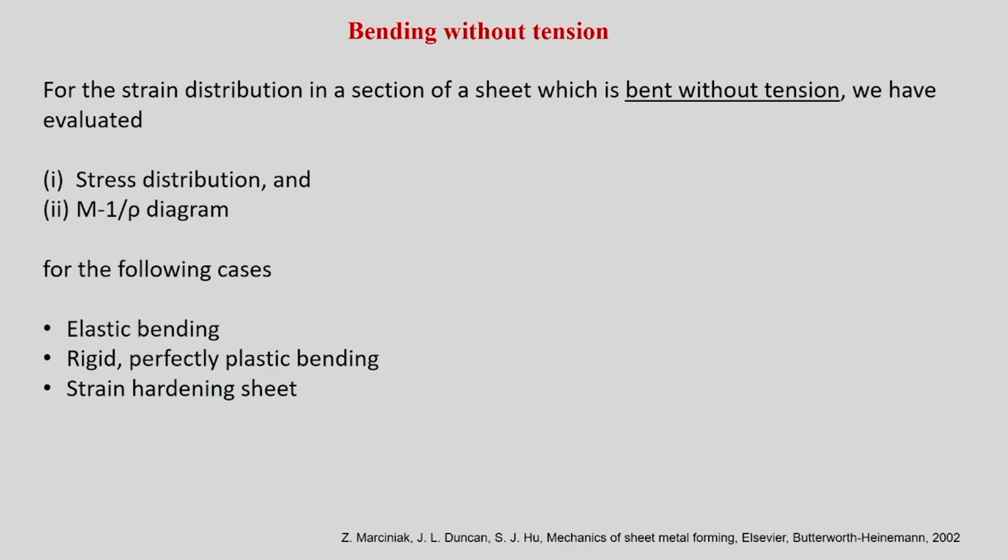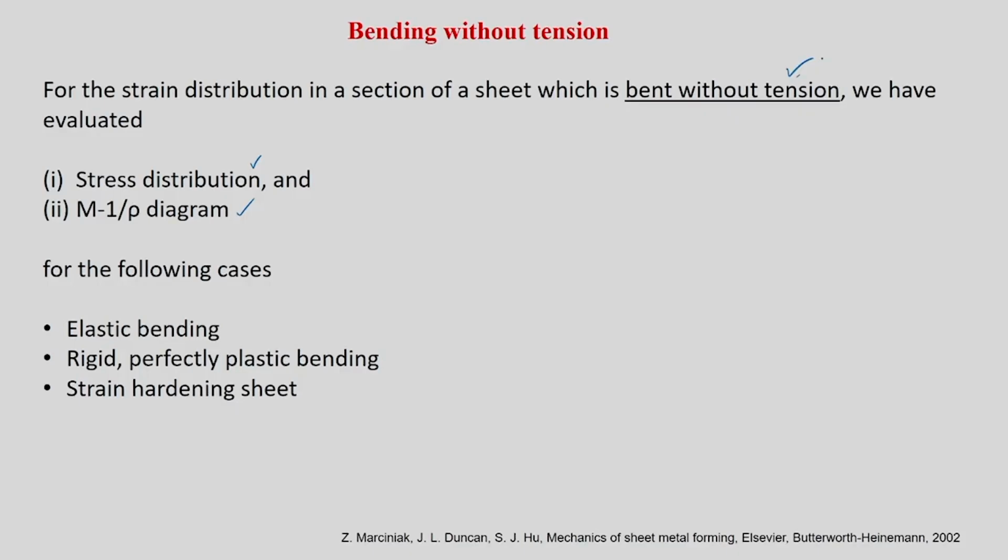So this is what we have seen, and then in that case, bending without tension, we have evaluated two important things. One is stress distribution, the other one is the moment versus curvature diagram. We got both of these, given the strain distribution. Bending without tension is a specific case of what we derived for epsilon 1, in which epsilon A would become 0. So we have epsilon B only, and for that we got the stress distribution.